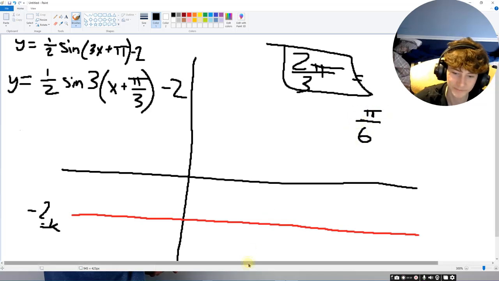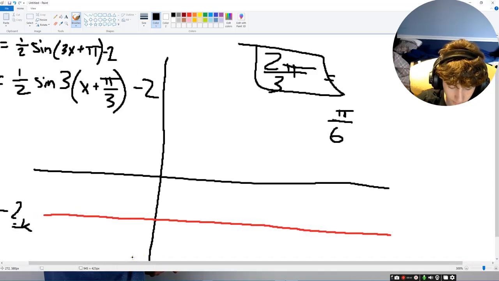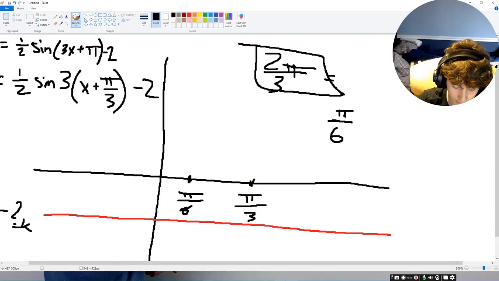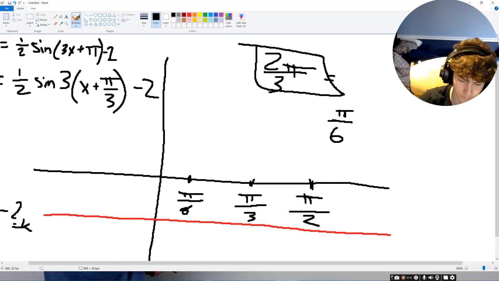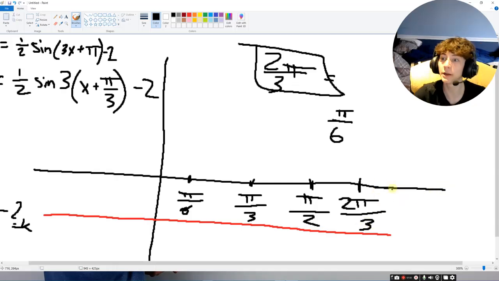It's just a trick I picked up. Plus 1 over 6. So these are going to be our points. So pi over 6. And then plus another pi over 6 is going to give us pi over 3. And then plus another pi over 6, which I'm writing in the calculator as 1 over 6, would get us pi over 2. Plus another 1 over 6 would get us 2 pi over 3, which is our period number.